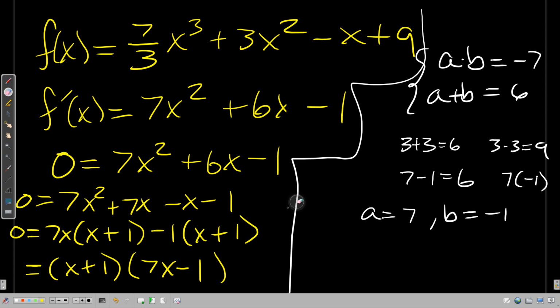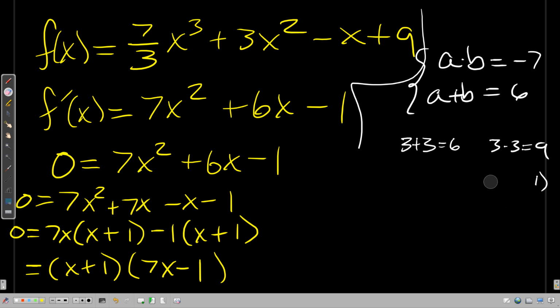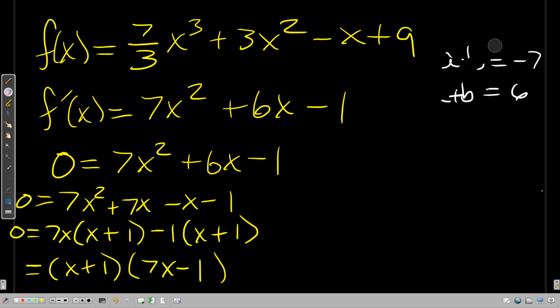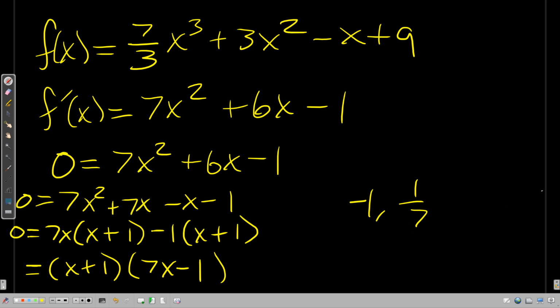Either way, you have the factorization of this here guy, and now you know all of the places where the derivative is equal to 0. Evidently that happens when x is minus 1 and when x is 1/7. So our answers will be minus 1 and 1/7.